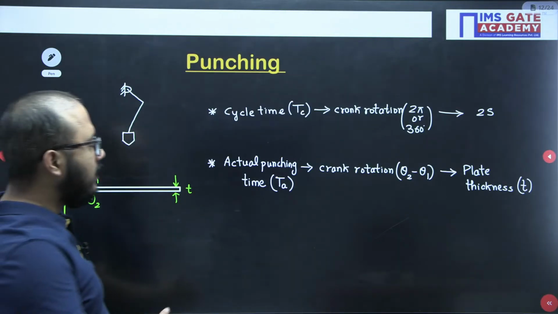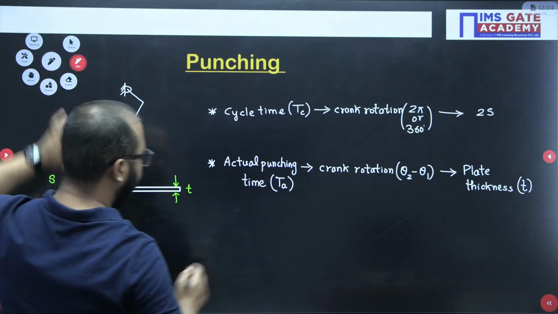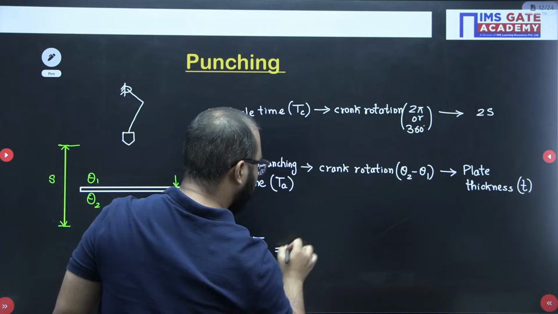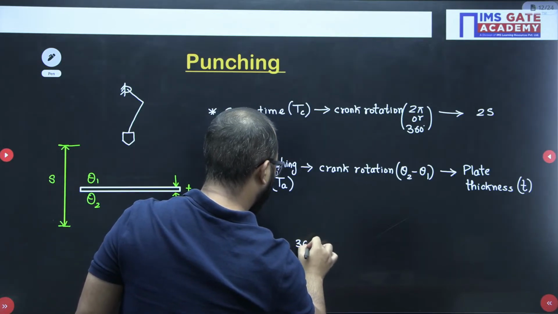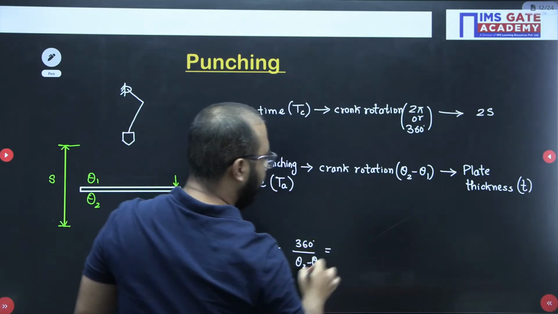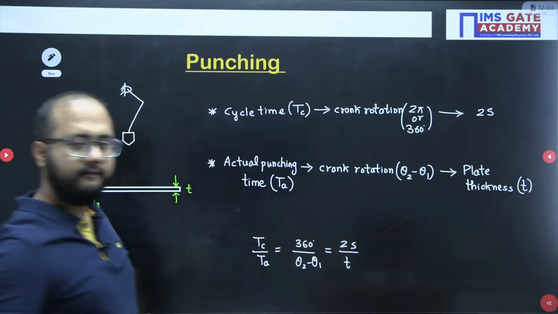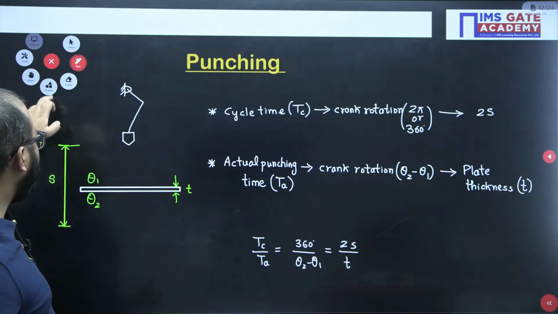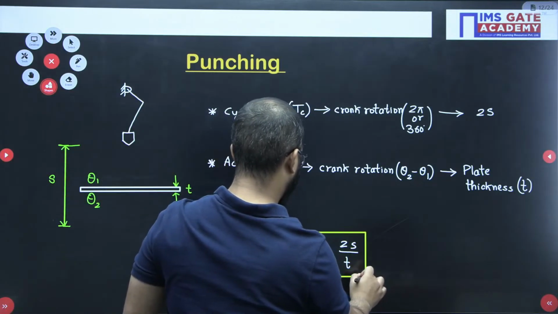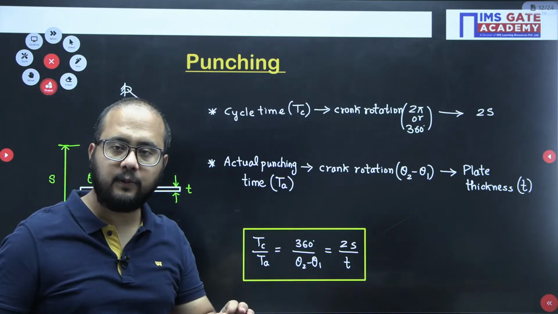Done? Okay. Now, using these relations, I can write one relation here. Everyone, please see. TC divided by TA will be equal to the crank rotation, 360 degree divided by theta 2 minus theta 1, equal to 2s divided by plate thickness T. This is the relation. Okay. And whatever the unknown is, we can easily calculate from this one. Clear? Is this point clear, everyone? Okay, fine.